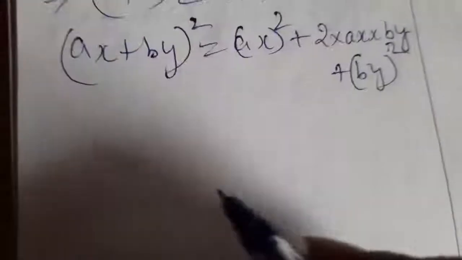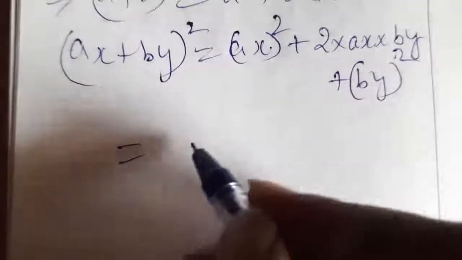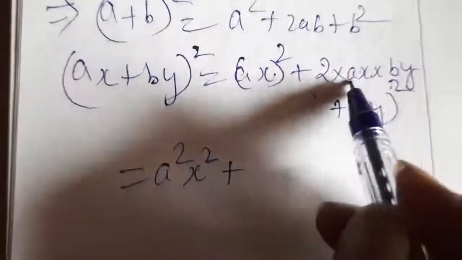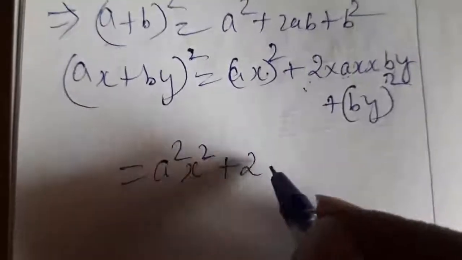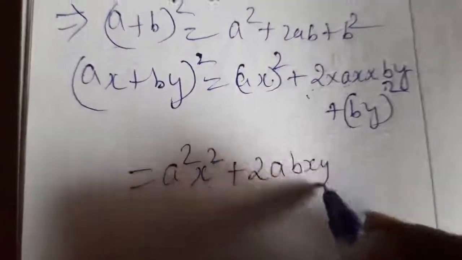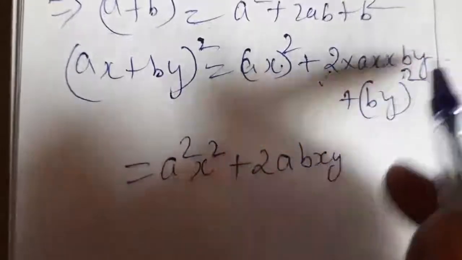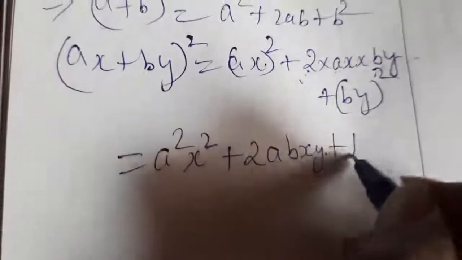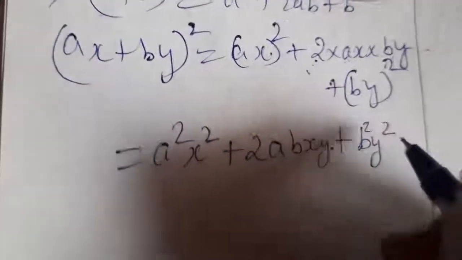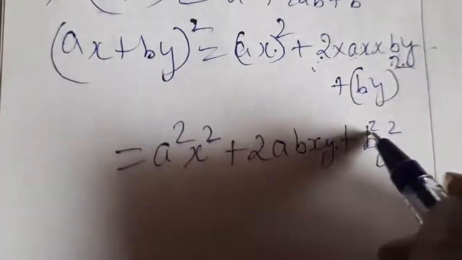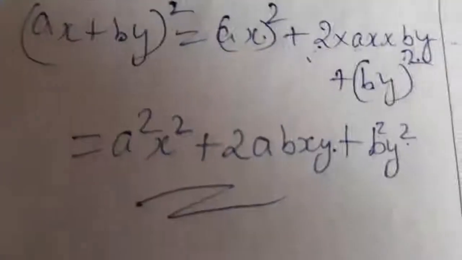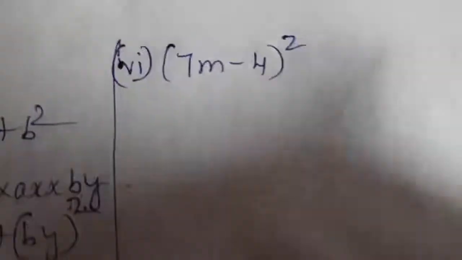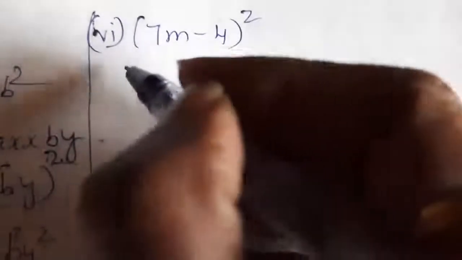So this is equal to (ax) the whole square will be a square x square plus 2 into ax into by, that will be 2abxy, or you can write 2axby, the way that you want, plus (by) the whole square, so b square y square. Okay, hope it's clear, children. Just follow the formula. Sixth one, (7m minus 4) the whole square.